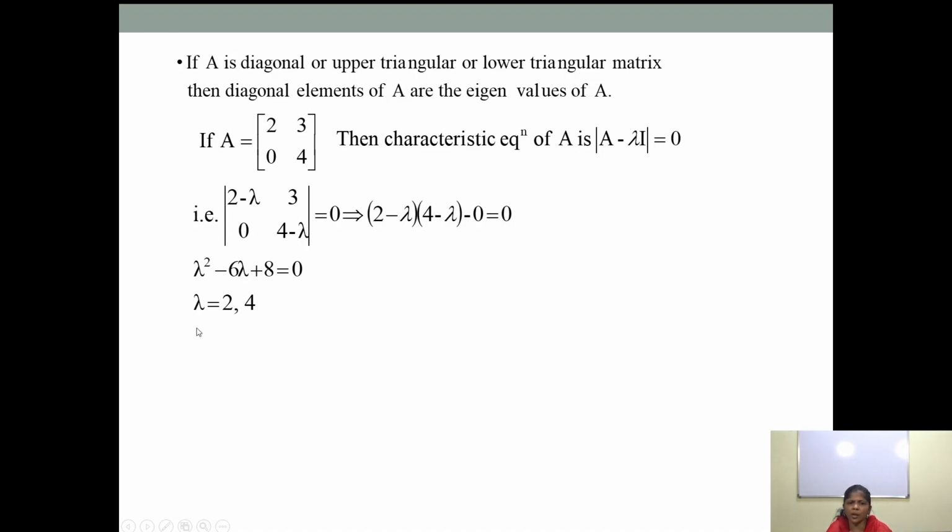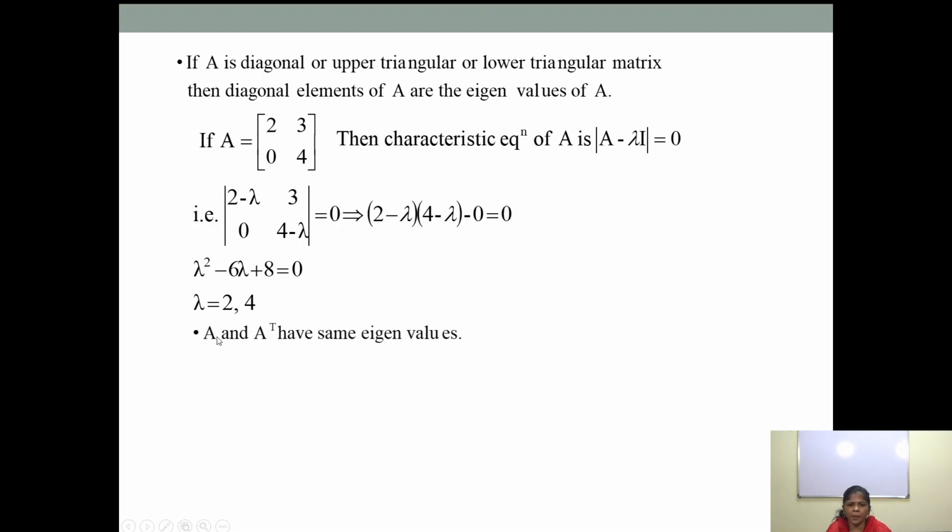So without solving the characteristic equation, if one can observe that the given matrix is diagonal, upper triangular or lower triangular, then one can write directly what the eigenvalues are. This we have verified here. The eigenvalues are 2 and 4, which are nothing but the diagonal elements.